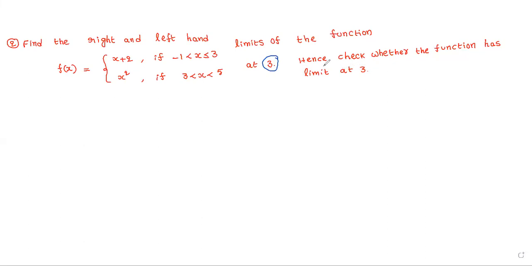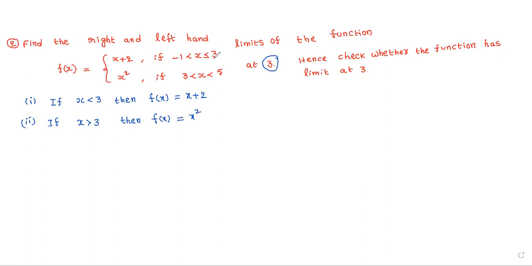First of all, what is the condition? Observe, the first condition is if x less than 3, then function f of x equal to x plus 2. And the second one, if x greater than 3, then f of x is equal to x square.